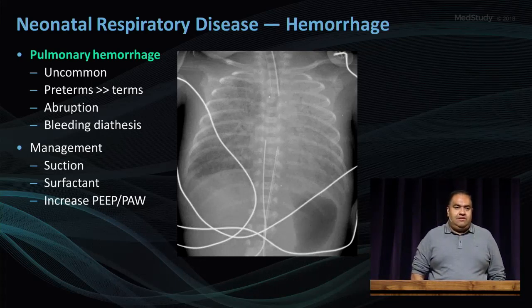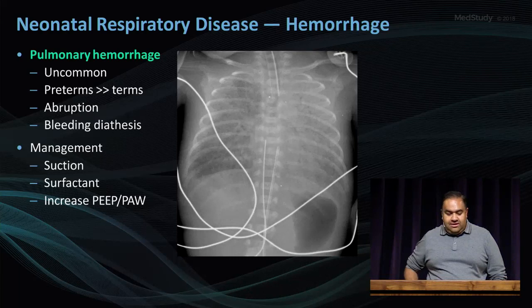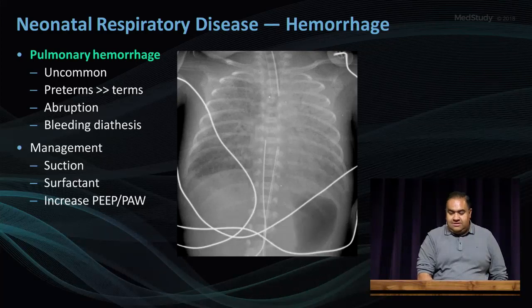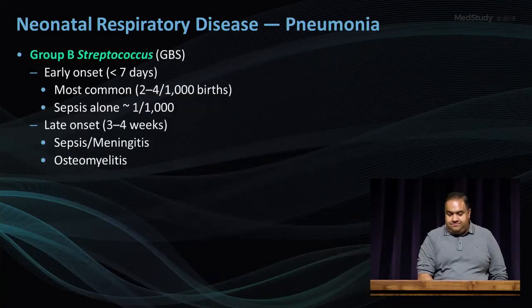A lot of different modalities are used to try to squelch the pulmonary hemorrhage. Increasing the positive end-expiratory pressure, the PEEP, is probably one of the most common ways. Sometimes you can drop a little bit of epinephrine down the ET tube to help with that. Suction, surfactant, and increasing PEEP are probably the biggest things. I wouldn't worry too much about it.